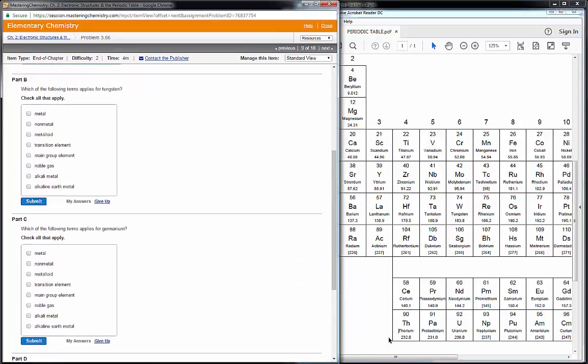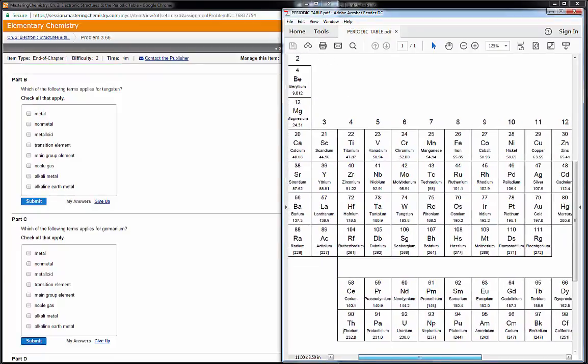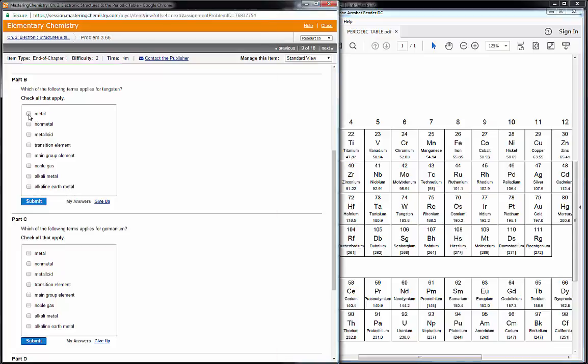Which of these apply for tungsten? All right, let's see. Tungsten, right there, element number 74, symbol W is tungsten. So this is a metal, yes. It is not a nonmetal or a metalloid. It is a transition element, yes, not a main group. It is not a noble gas, nor is it in group 1 or group 2.